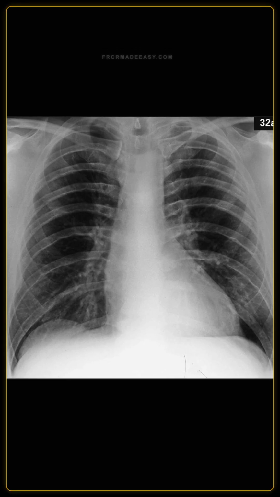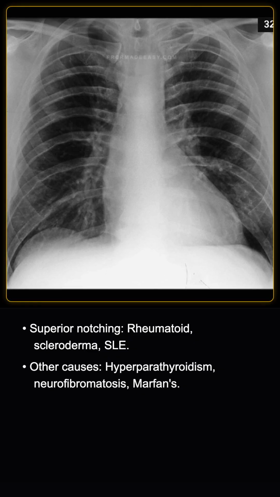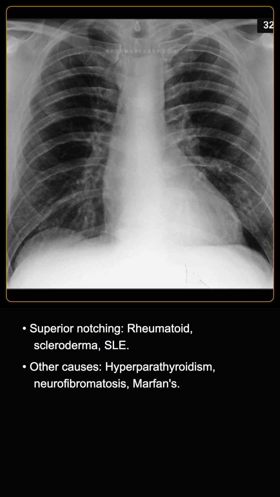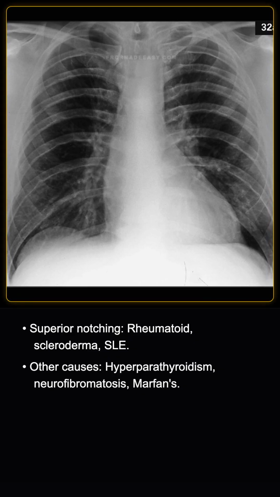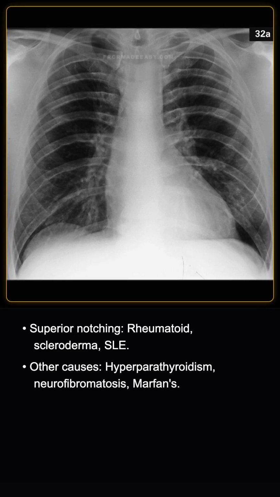What are the causes of superior rib notching? Superior rib notching can be caused by connective tissue disorders like rheumatoid arthritis, scleroderma, or systemic lupus erythematosus. It can also be seen in hyperparathyroidism, neurofibromatosis, Marfan syndrome, and restrictive lung disease.